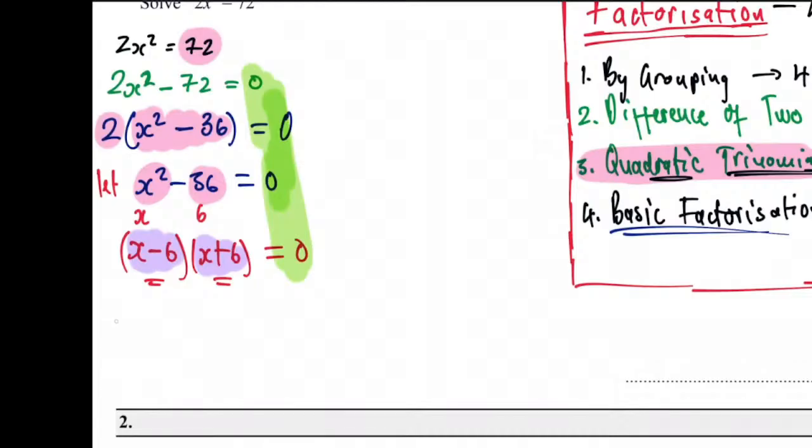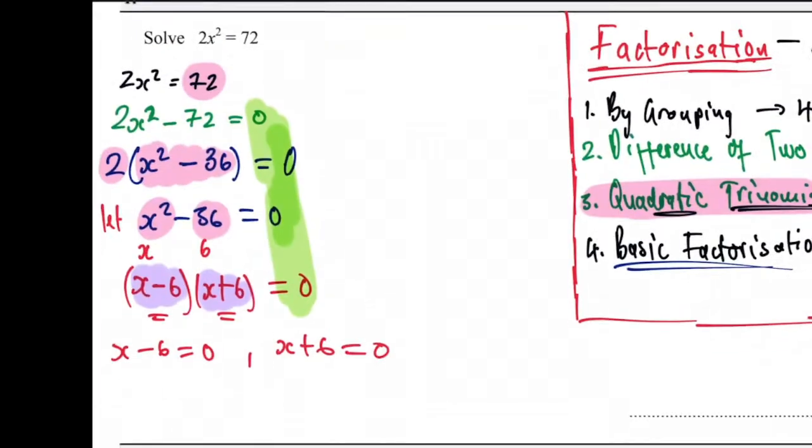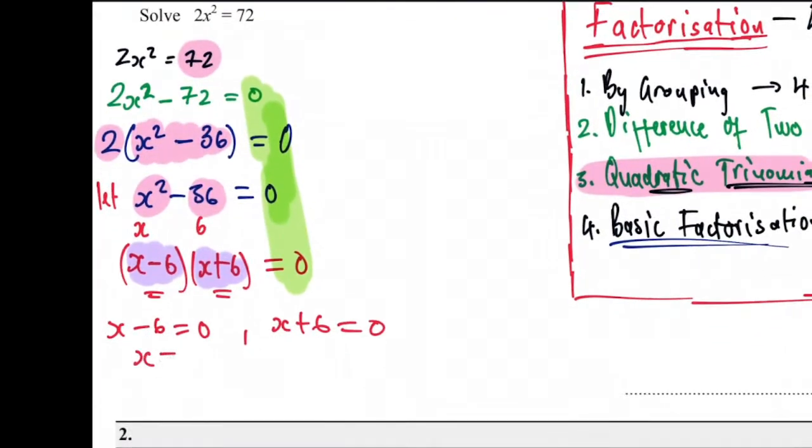So you're going to say x minus 6 is equal to 0. And also x plus 6 could be equal to 0. Now you take 6 to the other side, you get x equal to 6. Or you take plus 6 to the other side, you get x equal to negative 6. And you have solved. These are the solutions.